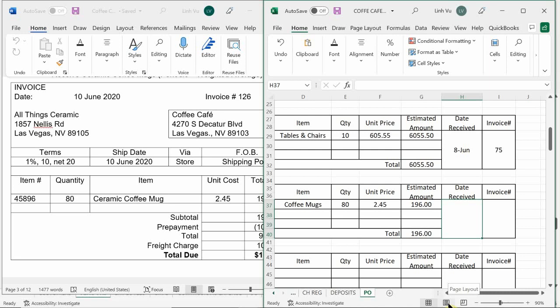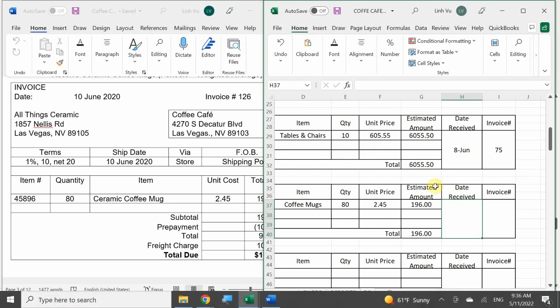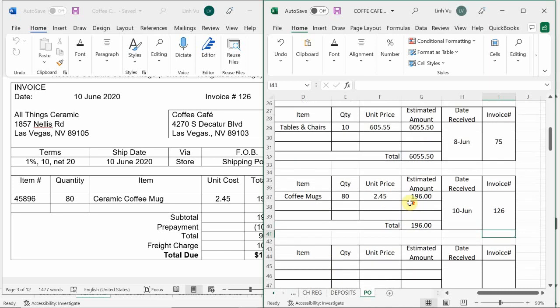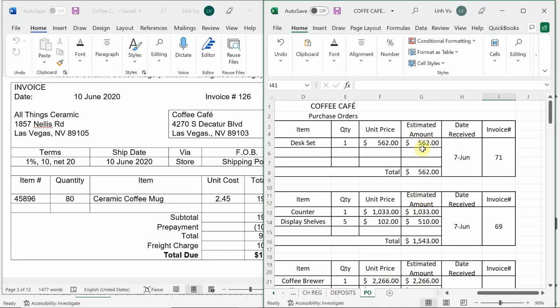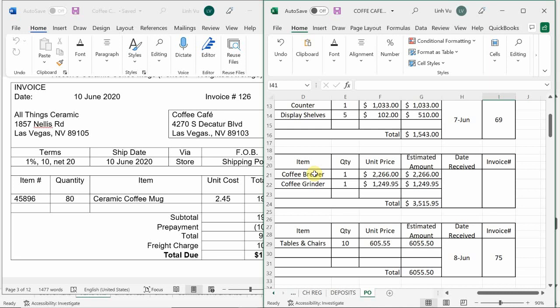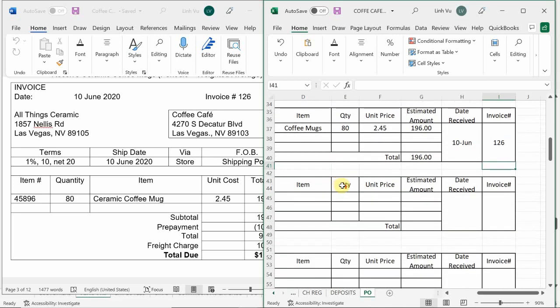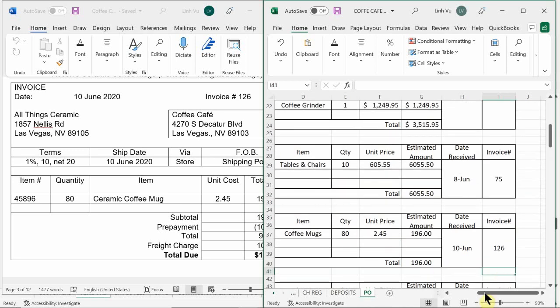Good. Excellent. Now, since I'm already in my purchase orders, let's acknowledge that we received the coffee mugs. It's June 10, and this is invoice number 126. I received this purchase order, so I don't have to keep looking for it. I haven't received my coffee brewer or coffee grinder yet, but I received everything else.